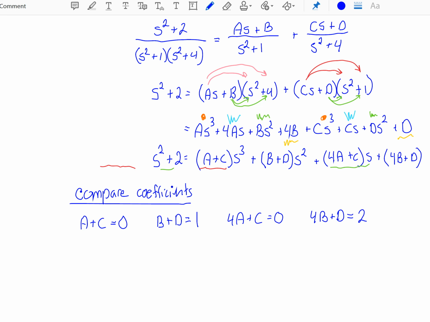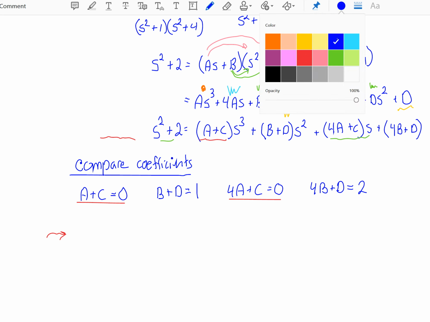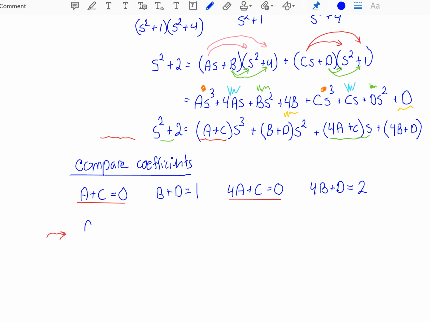So this would be a system of 4 equations and 4 variables. However, this can be regrouped by identifying that these are the only two that involve a and c. So let's group these two together. And so this gives us just a 2-by-2 system: a plus c has to equal 0, and also 4a plus c has to equal 0. We can solve this system of equations to find what a and c must be.